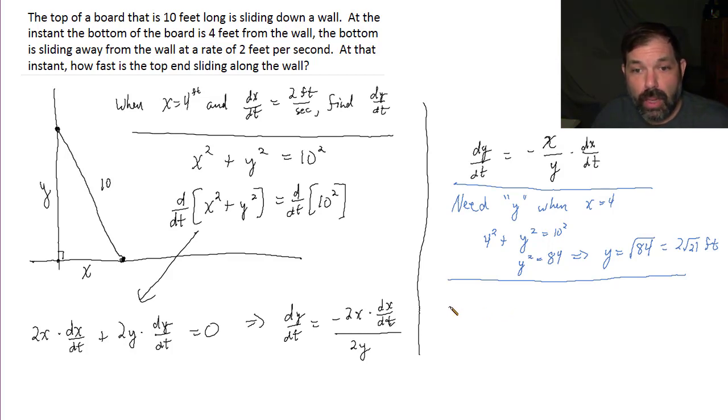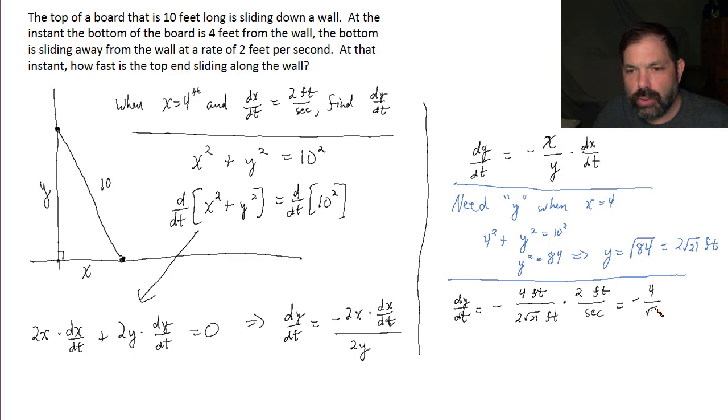So, what do we now have? Then dy/dt would be negative. Now, x is 4 feet, y is 2 root 21 feet, dx/dt is 2 feet per second. So if we simplify this, dy/dt is negative. The 2's reduce out. The feet reduce out. Negative 4 over root 21 feet per second.